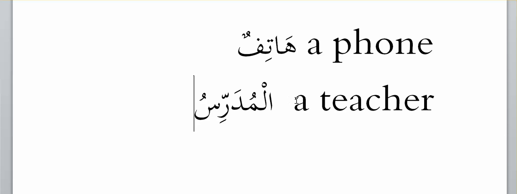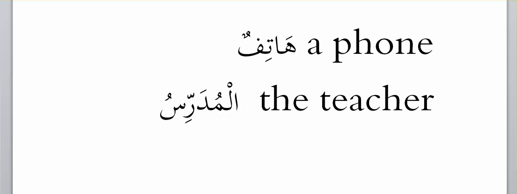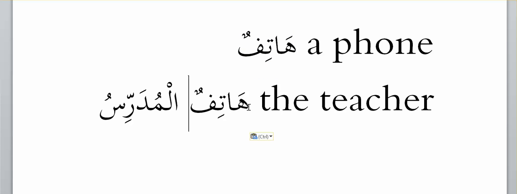Okay, let's combine these two together now. I'm going to copy the word. So this means the teacher. Okay, let's copy the word hatifun and put it in front of. How do we make this the teacher's phone? Who can do that? Go for it. No, don't ask me. Just tell me what to do.